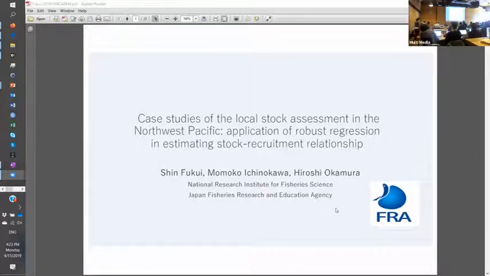Anyway, I will talk about this title. The time is coming, so let me wrap up. This is a problem: unusual recruitment occurs, which makes it a problem to estimate the parameters of the stock recruitment function. So how do we manage the problem? One solution is applying a robust estimation method.